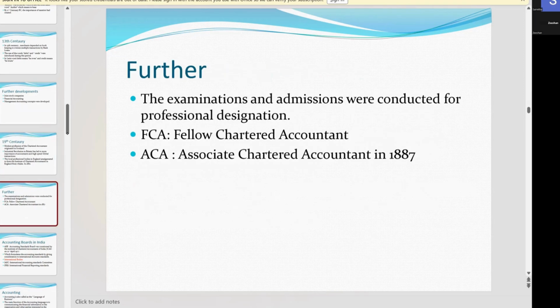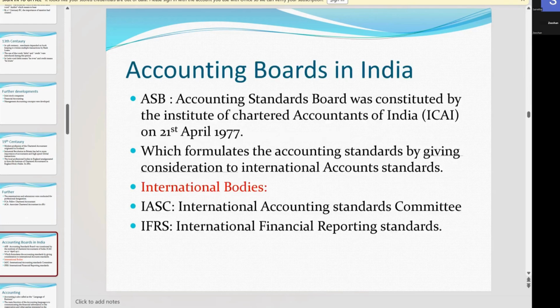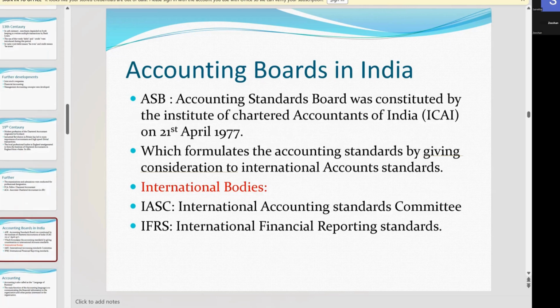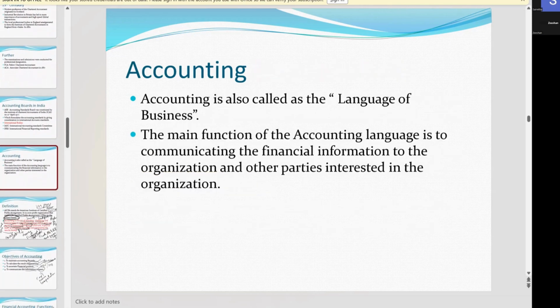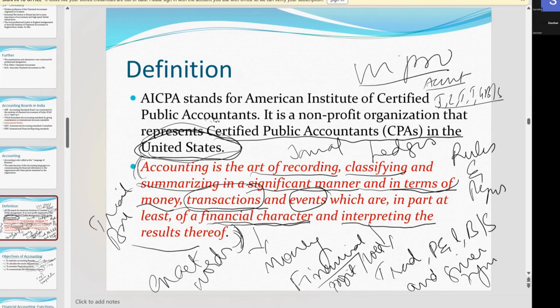Next, these are the two degrees a person has to do, and this is how the accountancy system started in India. Accountancy is called the language of business. The most important one is the definition, which you have to write exactly as it is: it is the art of recording, classifying and summarizing in a significant manner, transactions which are, in part at least, of a financial character, and interpreting the results thereof. Each and every word in the definition is important.